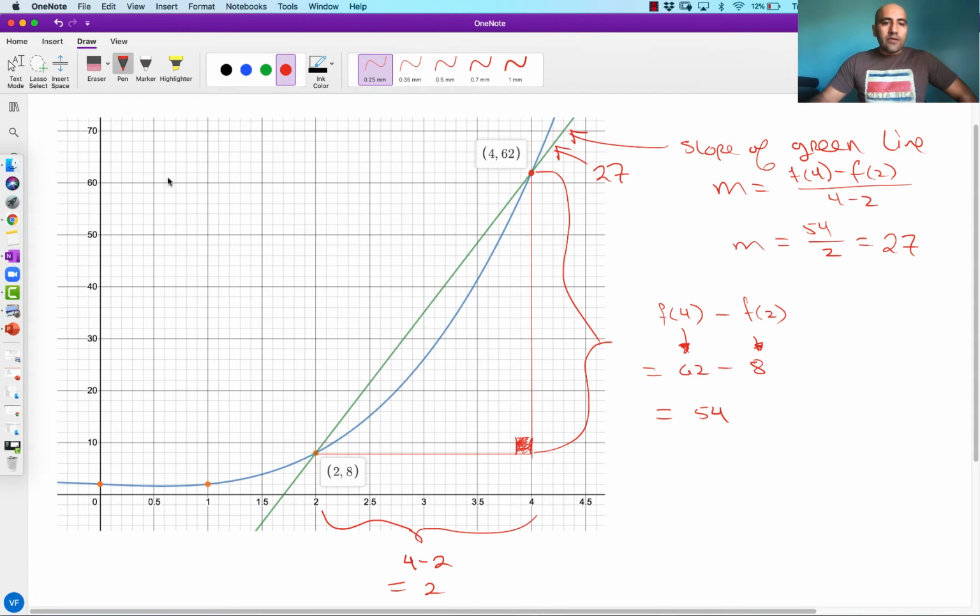Remember, slope is rise over run. It's a description of the steepness of that green line, so it's a pretty good indication of what's happening at this point. If we had to guess, when the input is 2, the output is 8, and it's increasing, and a good guess for the quantity of that increase would be the slope of the green line, which is 27, or 27 over 1. We can interpret that as rise over run: 27 units in the rise for each 1 unit in the horizontal. Okay, but we could do better.